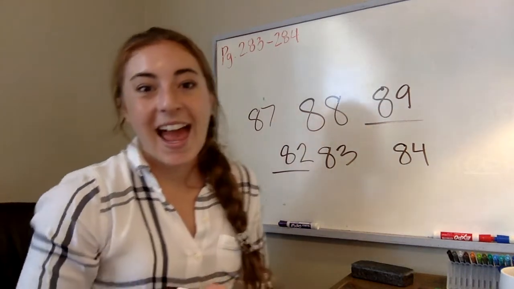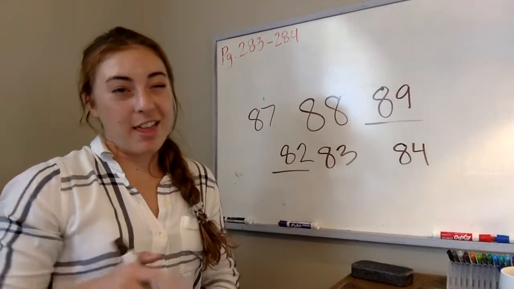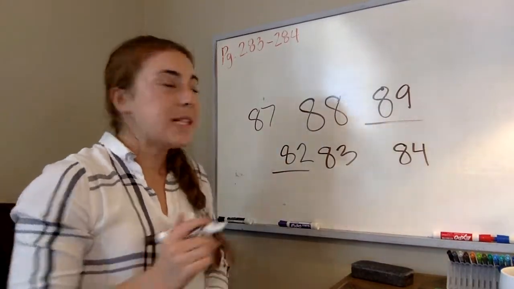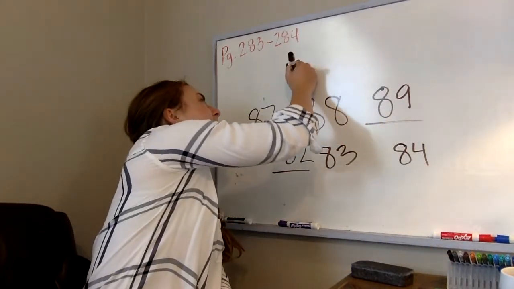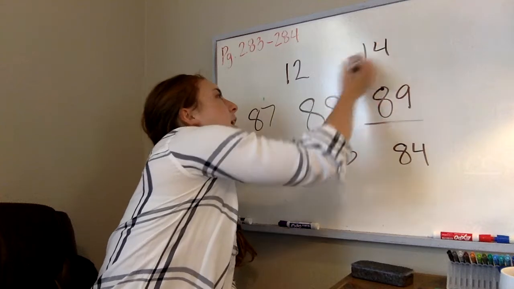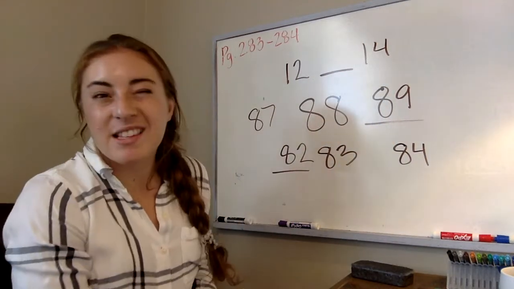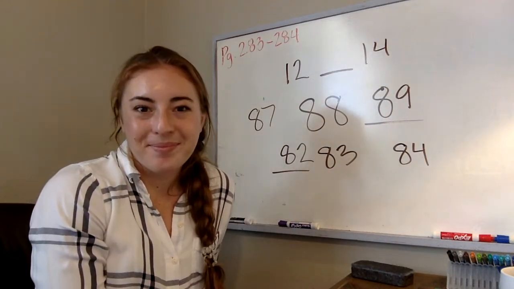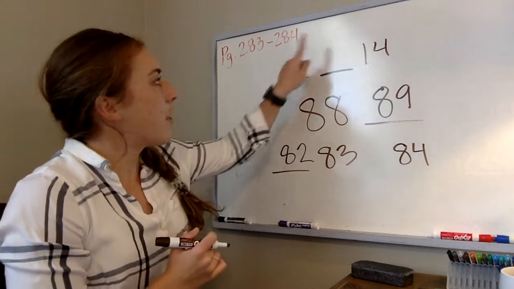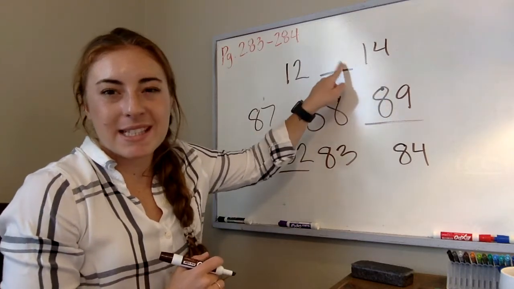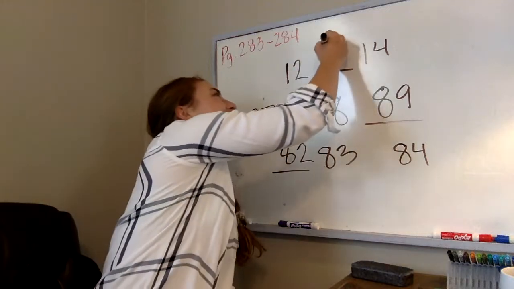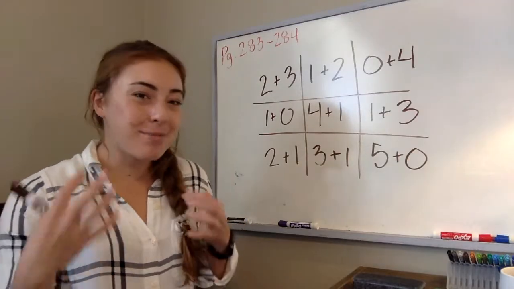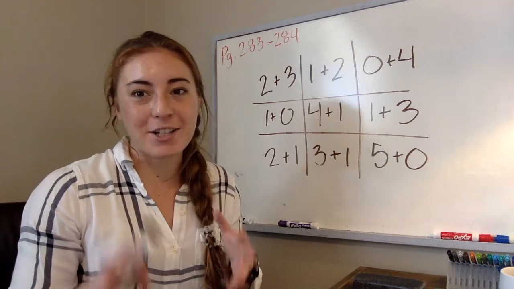Good job. And now I'm thinking of a number that's kind of in a sandwich. What's the number that comes between 12 and 14? What's that number in the sandwich in the middle? 12, 14. What's this number? 13. Good job.